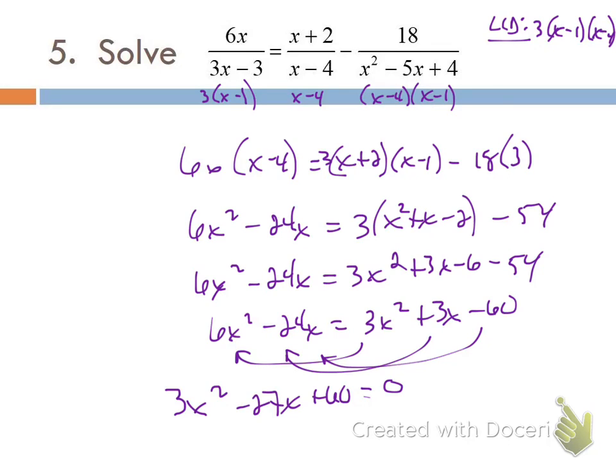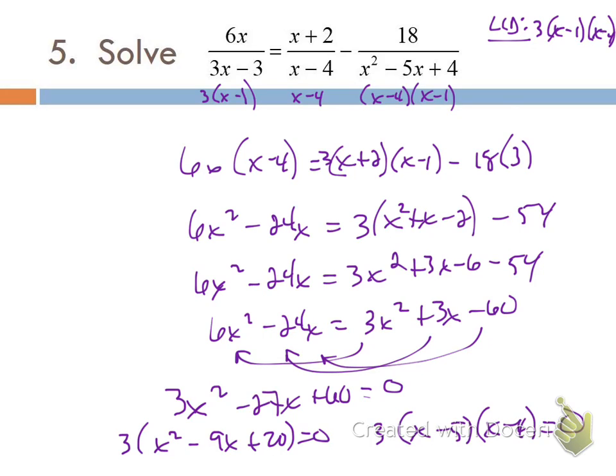Since it's a quadratic, we've got to get it equal to 0. You can factor out a 3 here: x squared minus 9x plus 20. And then factor down your trinomial into x minus 5, x minus 4. The 3 won't provide a solution, so we don't worry about that. The other two factors, though, will give us 5 and 4.